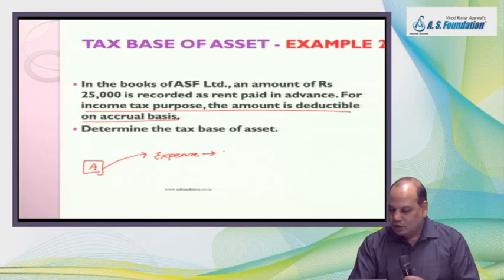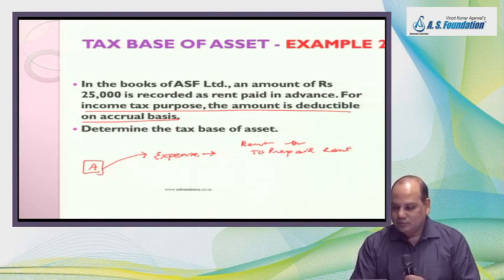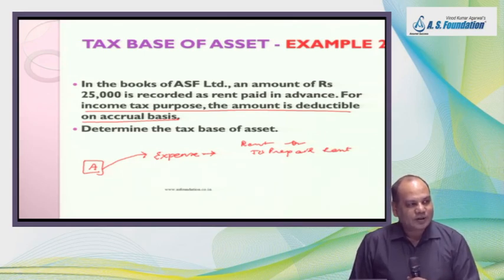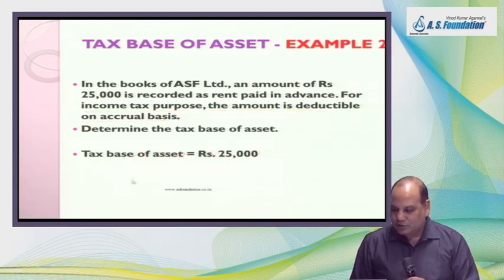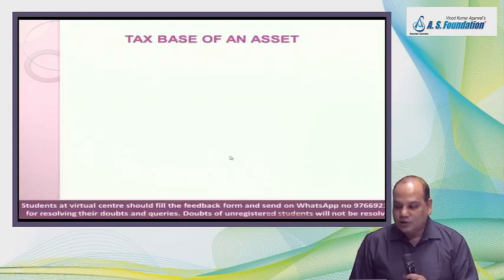So next year when I pass the entry, what entry will I pass? Rent account debit to prepaid rent. It will be allowed as a deduction in the next year. So what is my tax base? 0 or 25,000? Come on. Tax base is the amount that will be allowed in future. 25,000. So write down the answer is 25,000, because next year you will get 25,000 rupees deduction while calculating your income tax liability.